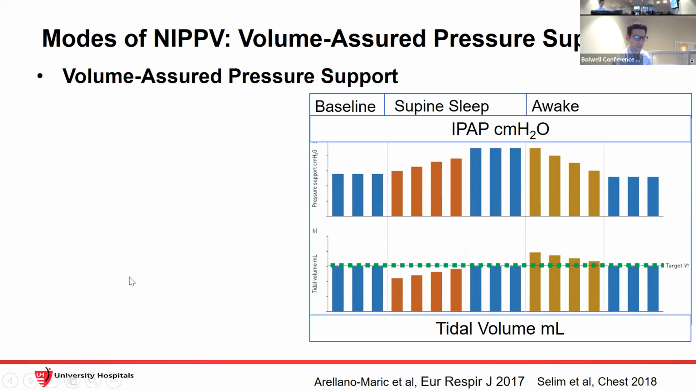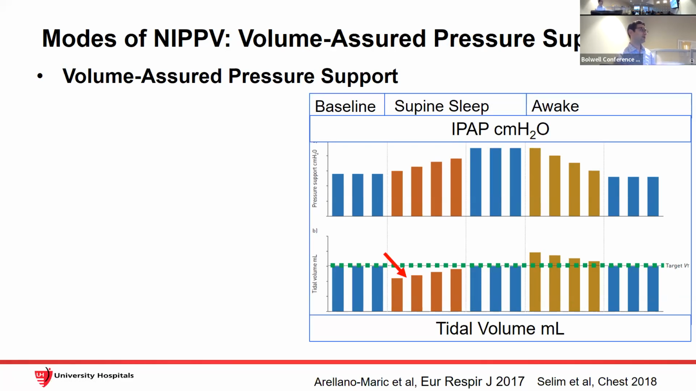So what I illustrate here is the green line is your goal tidal volume. Let's say that's 500 mLs. When you start off at baseline awake, the patient's breathing on this machine, using a certain amount of pressure support, again the pressure above the EPAP, and it's getting the goal volume, okay? But now you go to supine sleep, your FRC decreases, whatever the reason, your volume goes down on those pressures, okay? Volume has gone down.